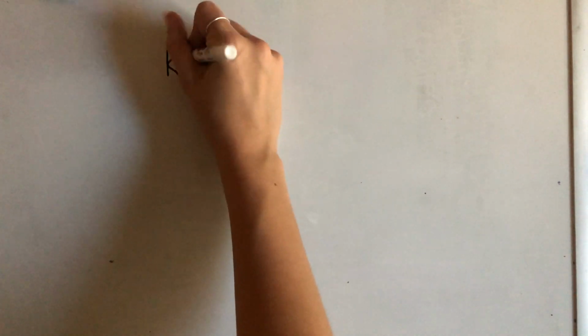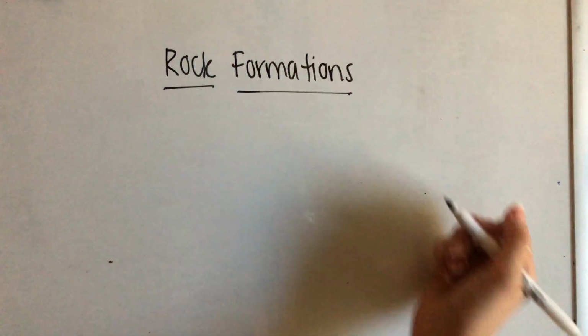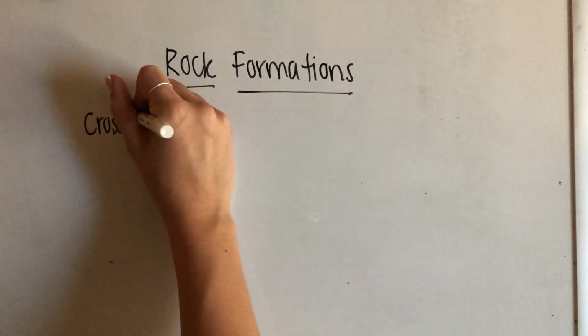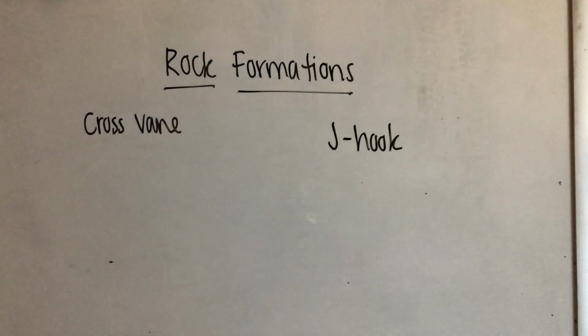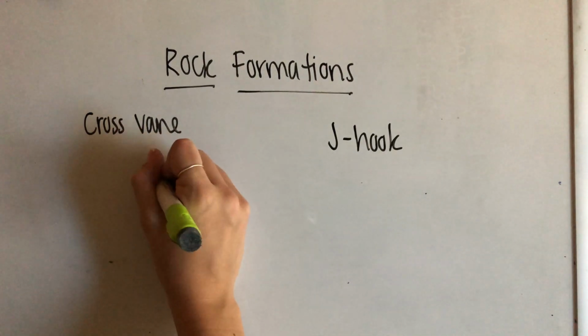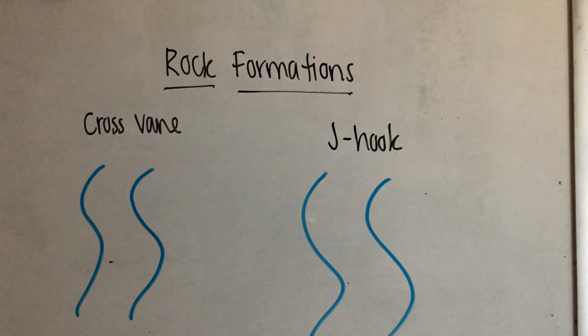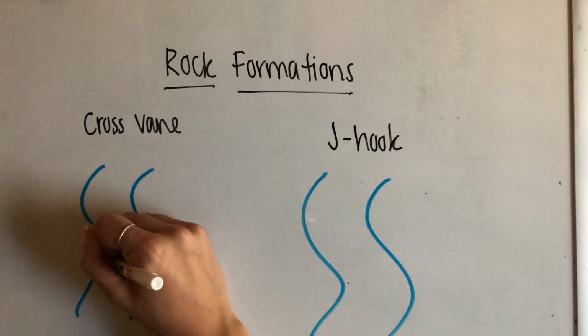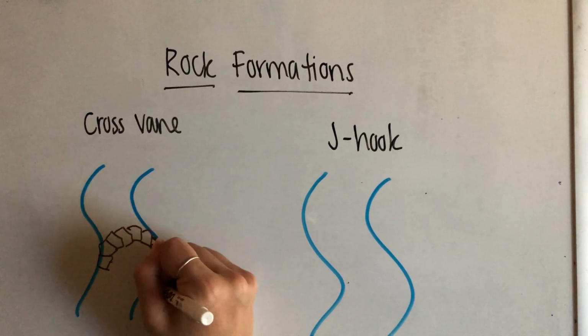Now we reach the third type of water quality benefit practice called rock formations. Today we'll be discussing 2 different types of rock formations, one being cross veins, the other being J-hooks. These rock formations are used to slow down water and prevent erosion. A cross vein is in the shape of a C and reaches across the stream.